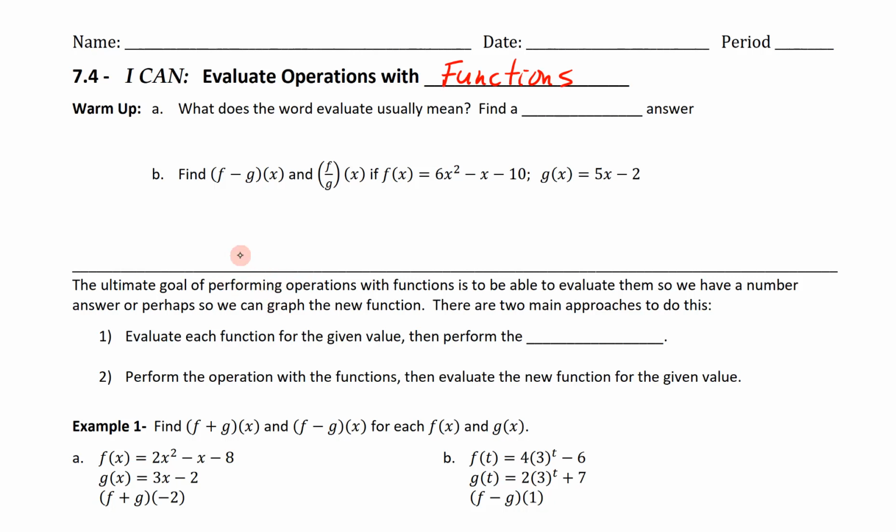The I can statement for 7.4 is I can evaluate operations with functions. So go ahead and write down functions right here. In the last section, we did operations with functions. Now we want to evaluate those operations with functions. So let's take a look at the warm-up.